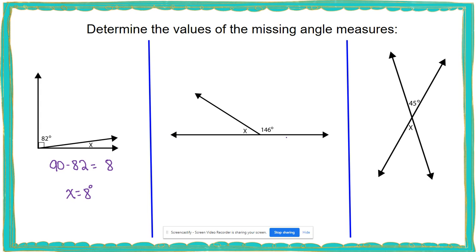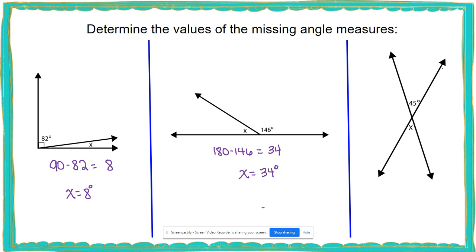Now for this angle, I notice that I have a straight line. A straight line has a measure of 180 degrees. That means that these two angles that are created from this straight line are supplementary to each other, because if I add them together, I should get 180. Now, since I don't know what this angle equals, I'm going to subtract 146 from 180. Now, when I subtract 146 from 180, I get 34. That means that x is equal to 34 degrees.